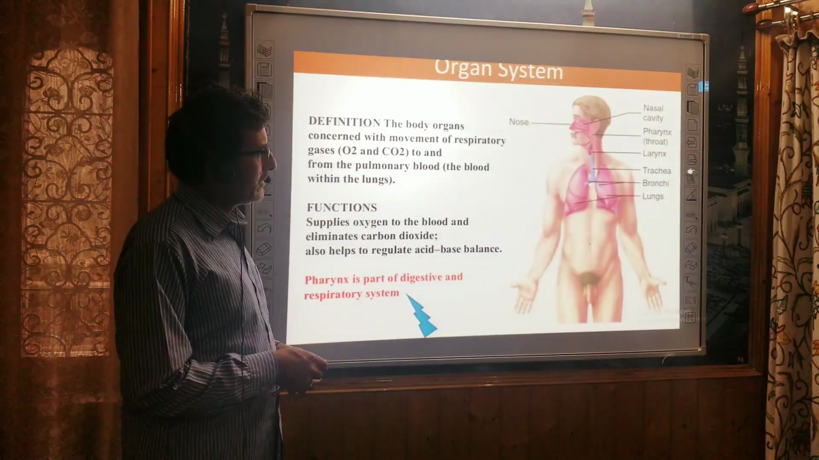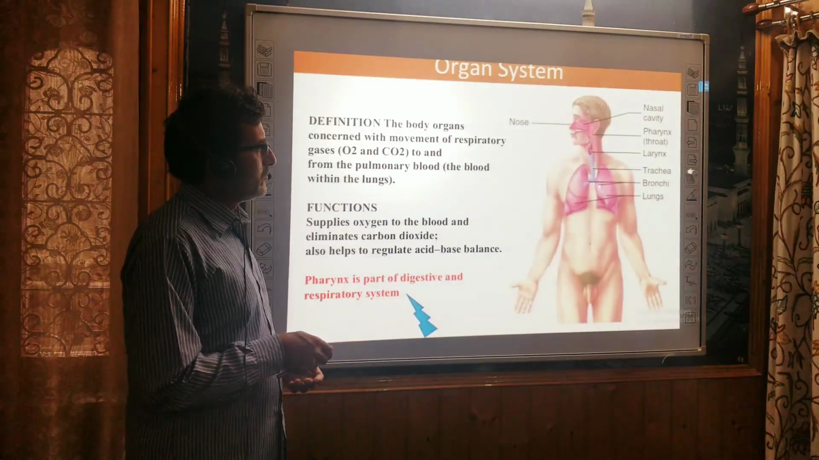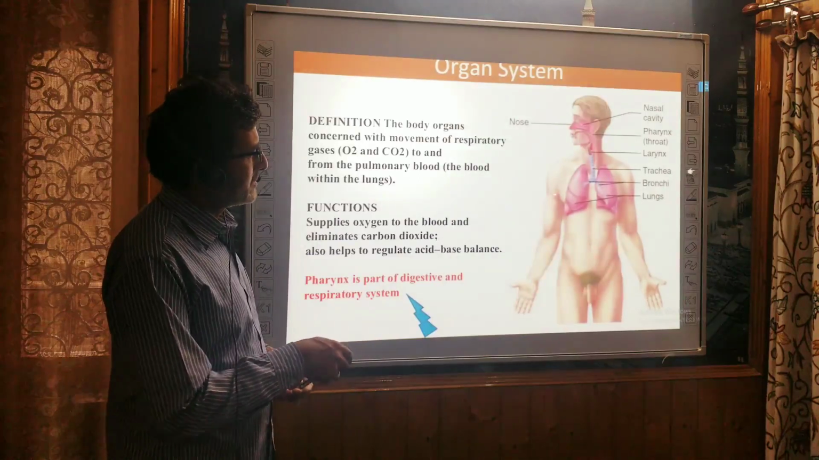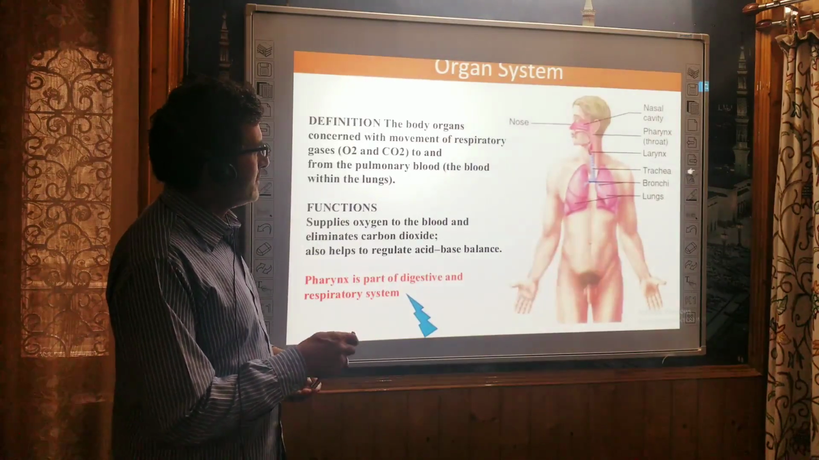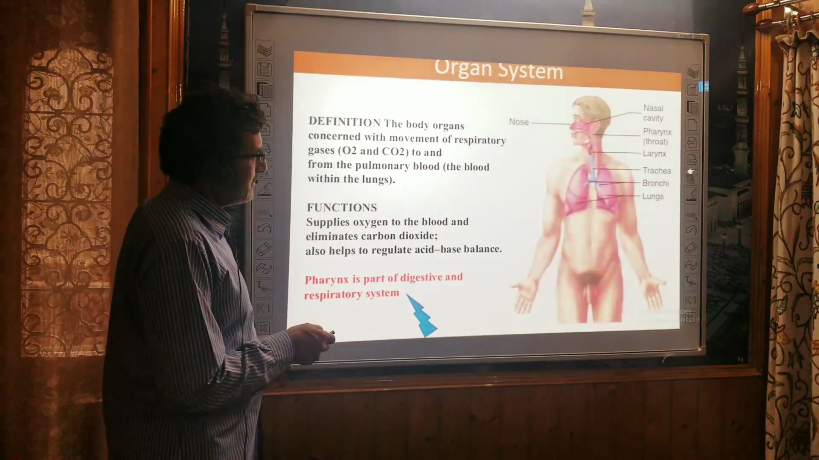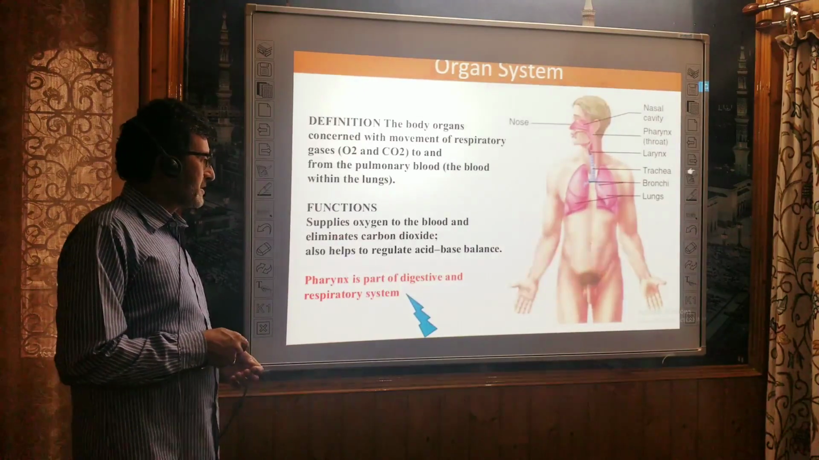ये कंट्रैक्ट और रिलैक्स करता है लंग्स, जिससे हम ऑक्सीजन अंदर लेते हैं और यहाँ से जो वेस्ट प्रोडक्ट कार्बन डाइऑक्साइड बाहर छोड़ देते हैं. So it is a special system which helps in oxidation of food in our body cells. What are the functions? This system supplies oxygen to the blood and eliminates carbon dioxide.